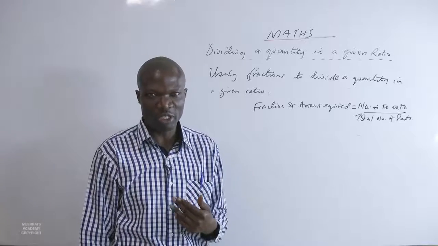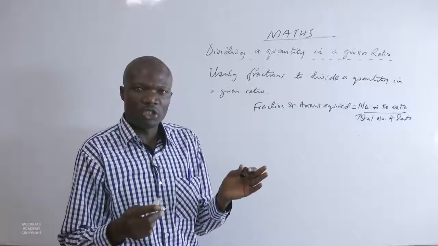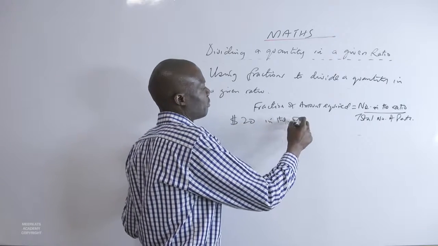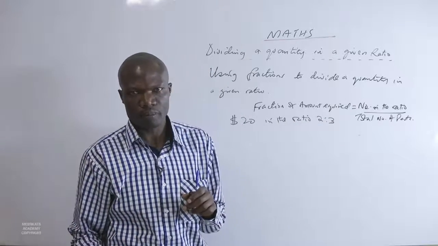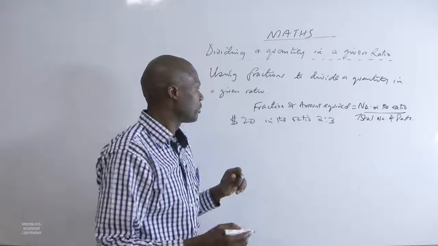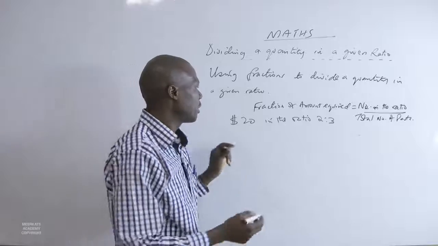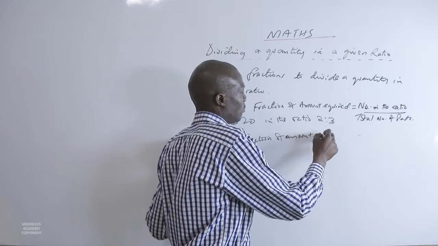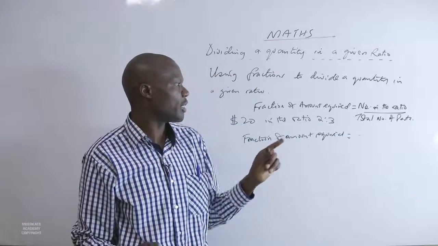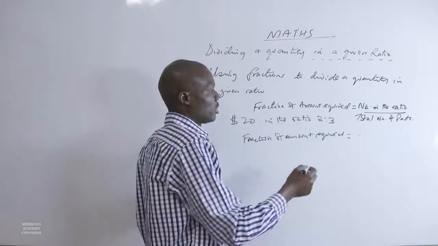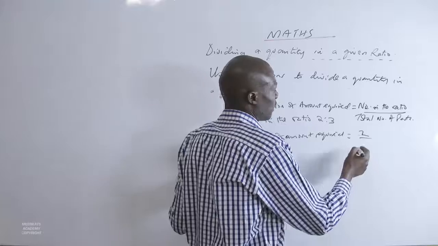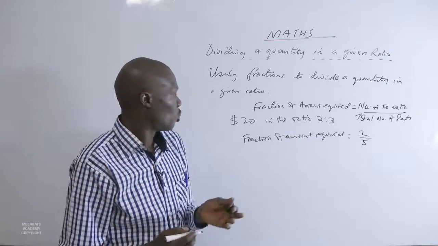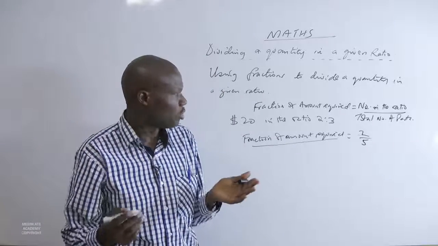We can refer to what we just went through. We were trying to allocate what it will represent if we share a total of $20 in the ratio 2 to 3. So the fraction of the amount required, for now we are starting with the first part, is equal to the number in the ratio, which is 2, over the total number of parts, which is 5. So the fraction is 2 over 5.